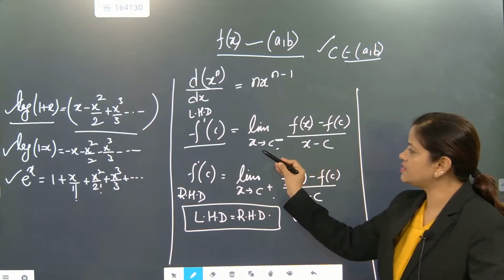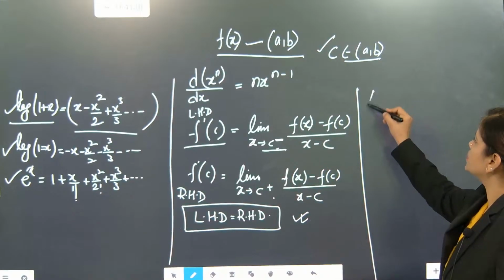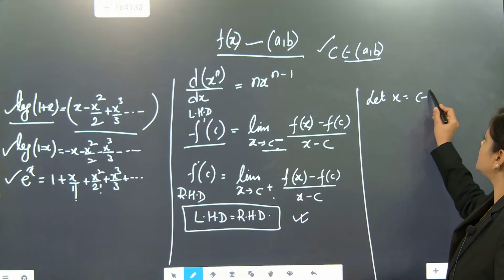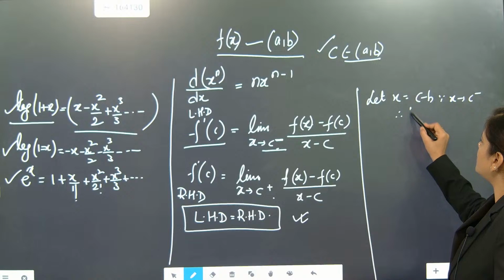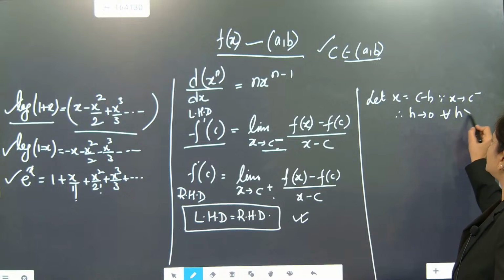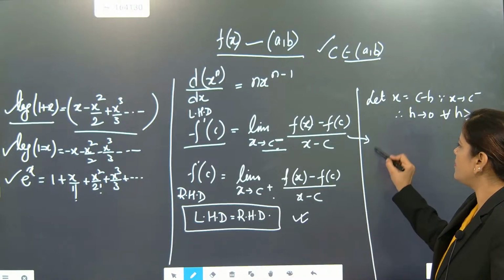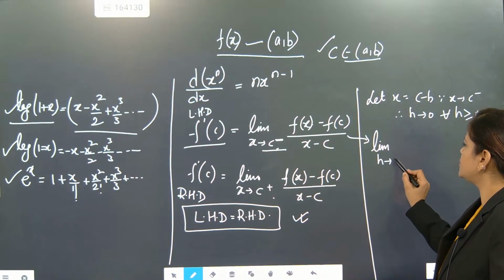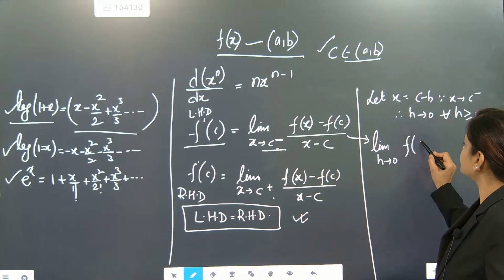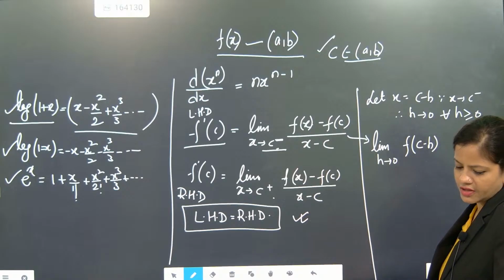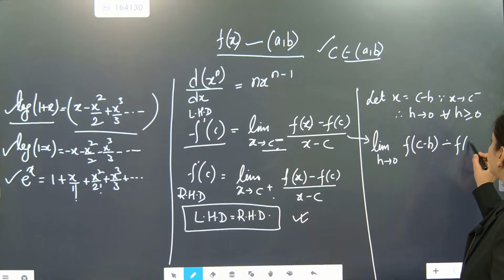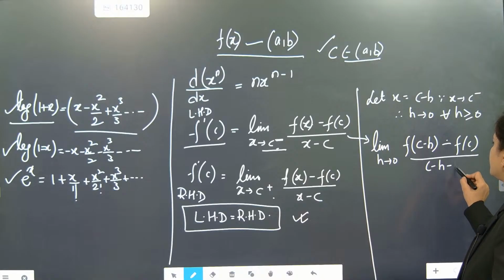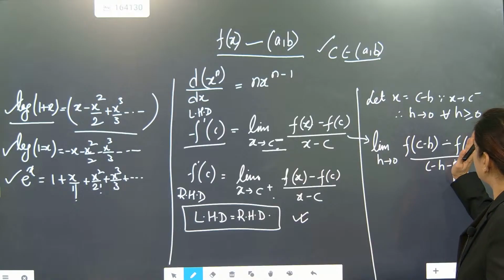So we need to convert. C minus is there. Now how can we convert? So let x be equal to c minus h. Since x tends to c minus, therefore h tends to 0 for all h greater than or equal to 0. So this part will become what? Limit h tends to 0, f of c minus h. Understood? F of c minus h, we can write, minus f of c, by c minus h minus c.